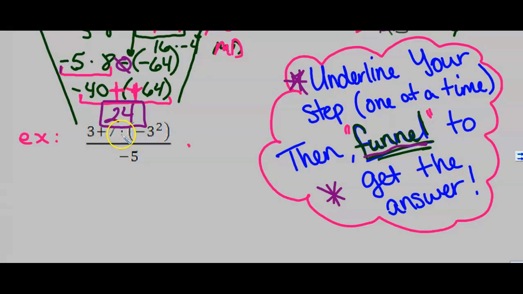So we have 3 plus 7 times negative 3 squared, all that divided by negative 5. Using PEMDAS, parentheses, well, we have an exponent inside. That's all we have, so we have to evaluate this exponent inside the parentheses. The 2 says that there are 2 3's. The negative is not attached. So we're going to write down those 2 3's.